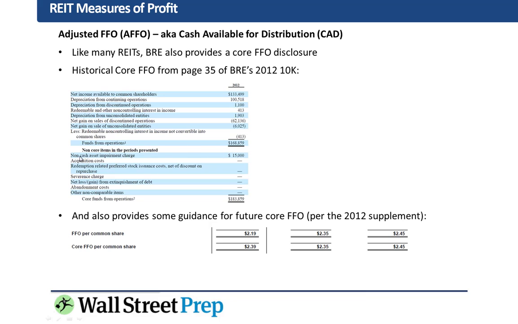It does exclude any asset impairment charges. Had there been any redemptions related to preferred stock or acquisition costs or severance charges, or some of these other line items, they would have taken them out, but they're not taking out CapEx. Other companies do take out CapEx. In addition, BRE also provides not just FFO guidance, but also core FFO per common share guidance. And we see that for BRE's purposes, since there's not much difference going forward, the guidance is identical for both core FFO and FFO.